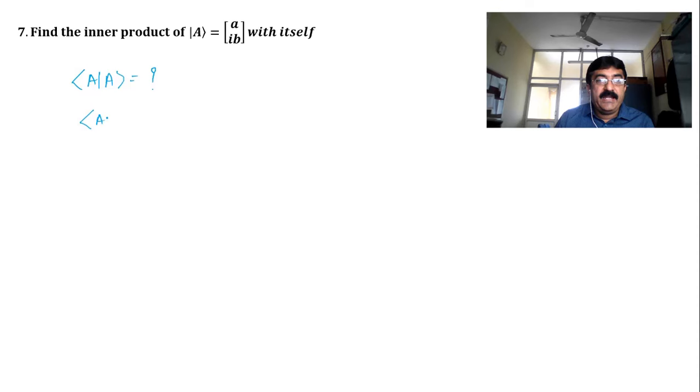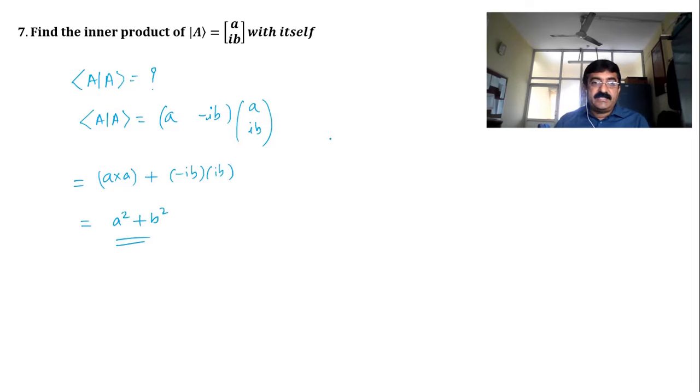Bra A into ket A is equal to (a minus ib), that is bra A, into (a, ib), that is ket A, that is equal to a into a, first element, plus minus ib into ib, second element, that is a square plus b square. Shall I write it directly like this? Yes, sir, we can write, because minus i into plus i is minus i square, and minus i square is minus into minus, plus b square. So that means this is a square minus i square b square, that is nothing but a square plus b square.